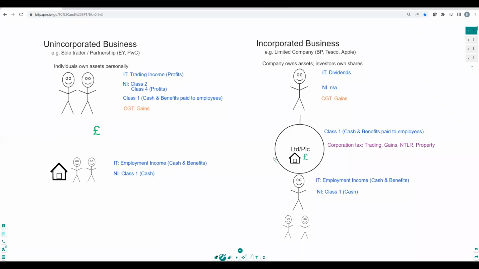Now, if you consider a company, and I think a car is a very good example, a company can't get into that car and drive it and use it in a personal or private capacity. It's just impossible. A company isn't an actual tangible legal person or thing. It is just a separate legal entity.